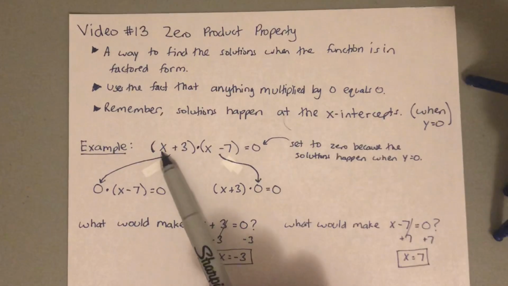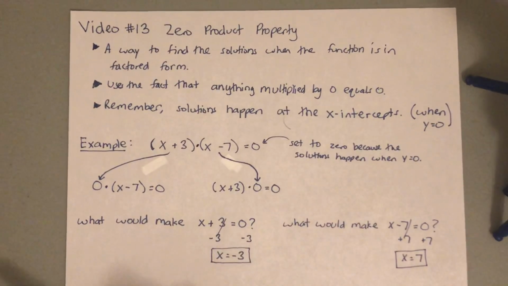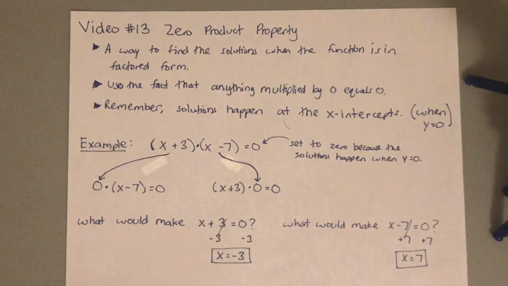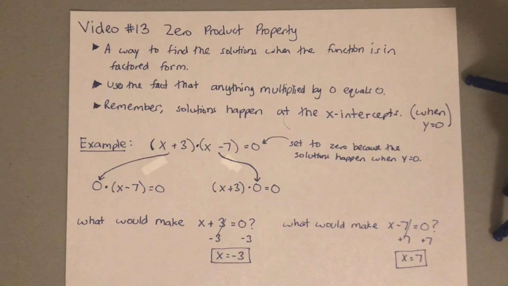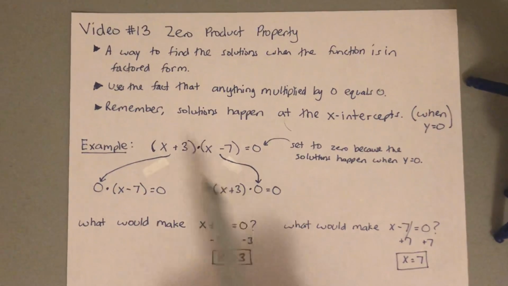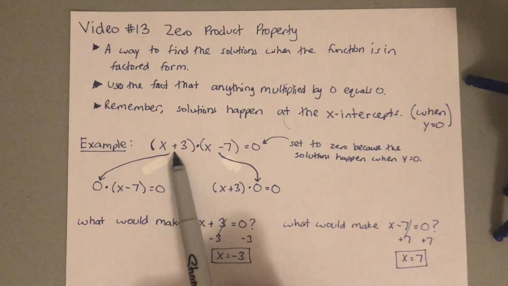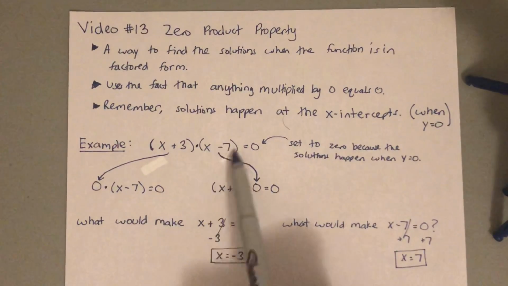So if x is negative 3, this is 0, which makes the whole thing equal to 0, and then we know that it's a solution because the solutions happen when y equals 0, when the function is at 0. So that means that one of our solutions is negative 3, because that's what made this first term equal 0. The other solution would happen when whatever makes this term equal 0.